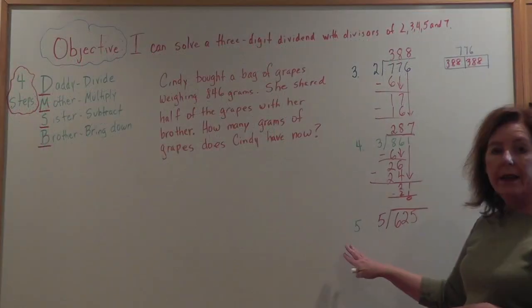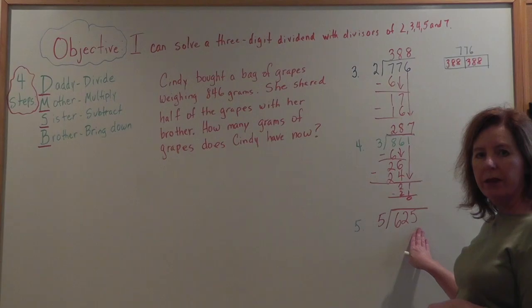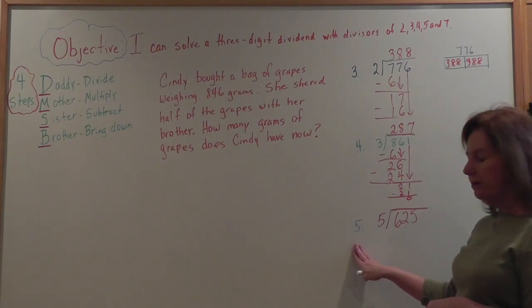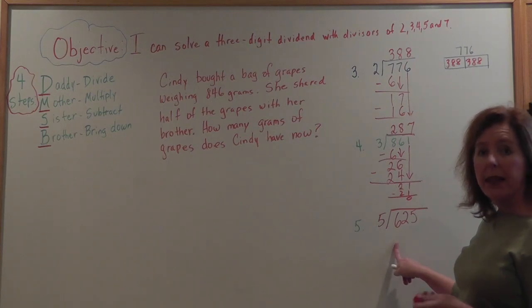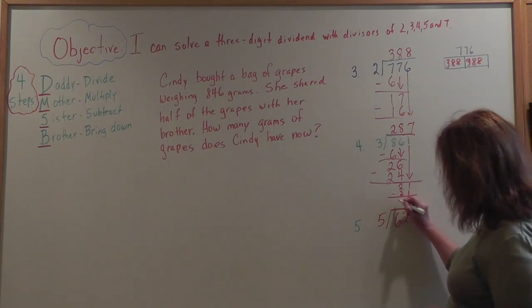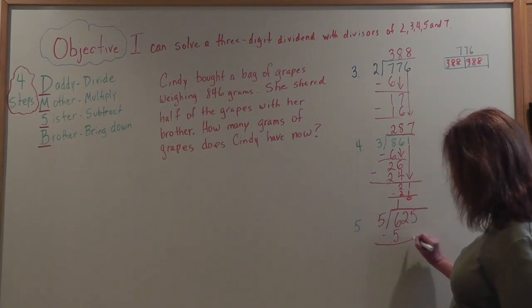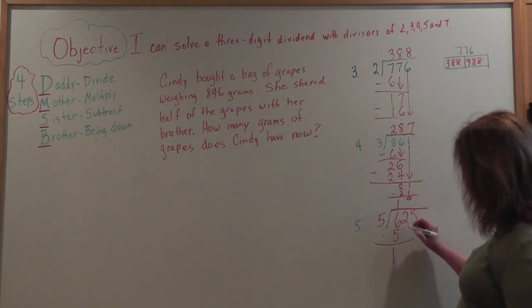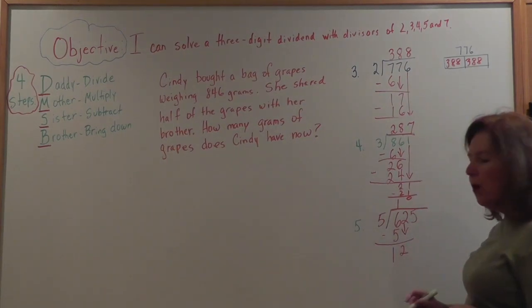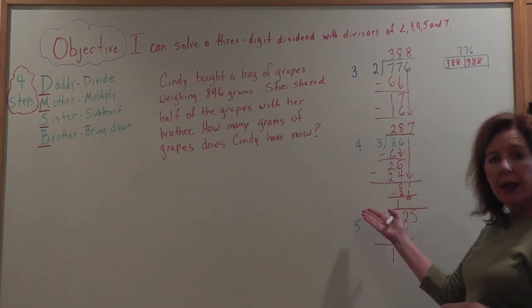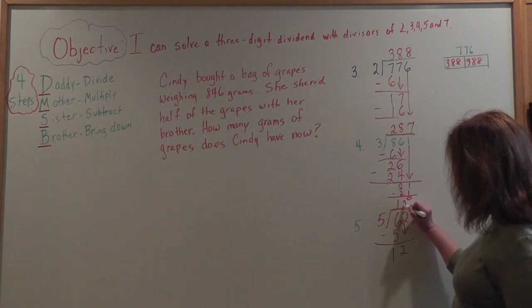Okay? All right, now we're going to do number 5. It's 625 divided by 5. So I think, can 5 go into 6? Yes, 1 time. So I'll put a 1 here. 1 times 5 is 5. I subtract. I get 1. Now I'll bring down my next number, which is a 2. Now I have 12. So I think, how many times can 5 go into 12? 2. 2 times 5 is 10.